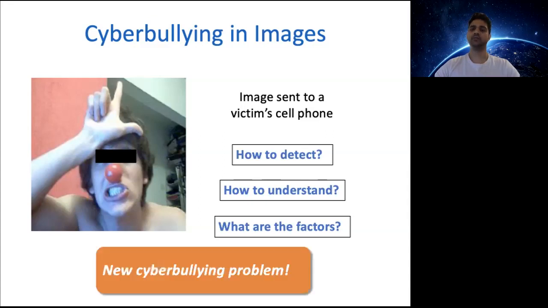In our work, we focus on the new problem of cyberbullying in images, study its factors, and introduce techniques to effectively detect this new problem.